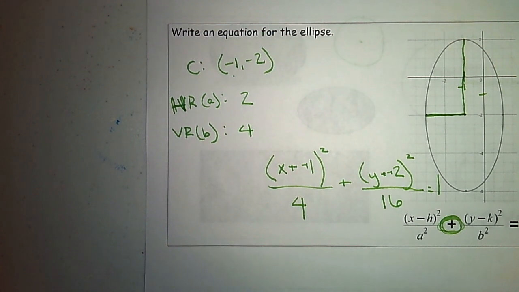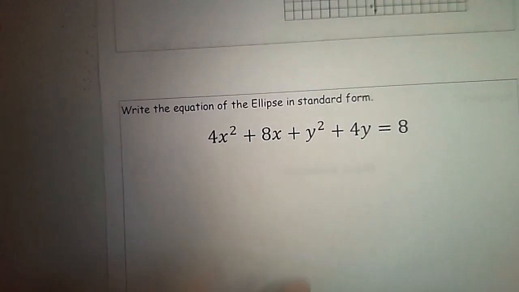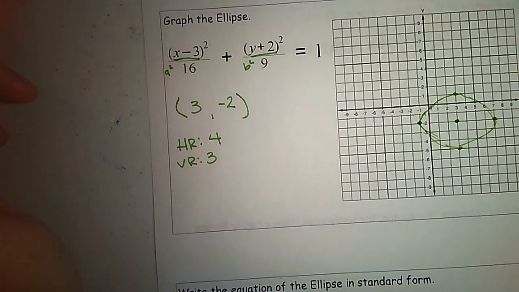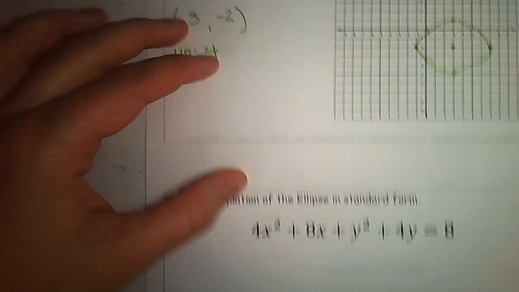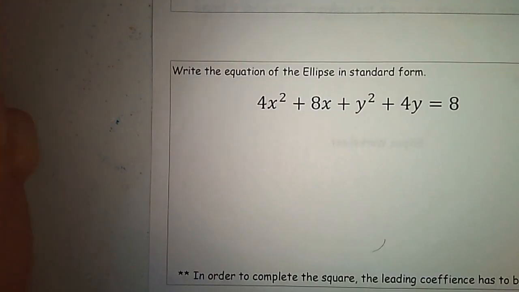All right. Last thing then, if I can find it. Just like with circles, it's not always in this nice standard form where we can easily identify what the center is and what our radiuses are. So we need to be able to, once again, complete the square and get it into that standard form.